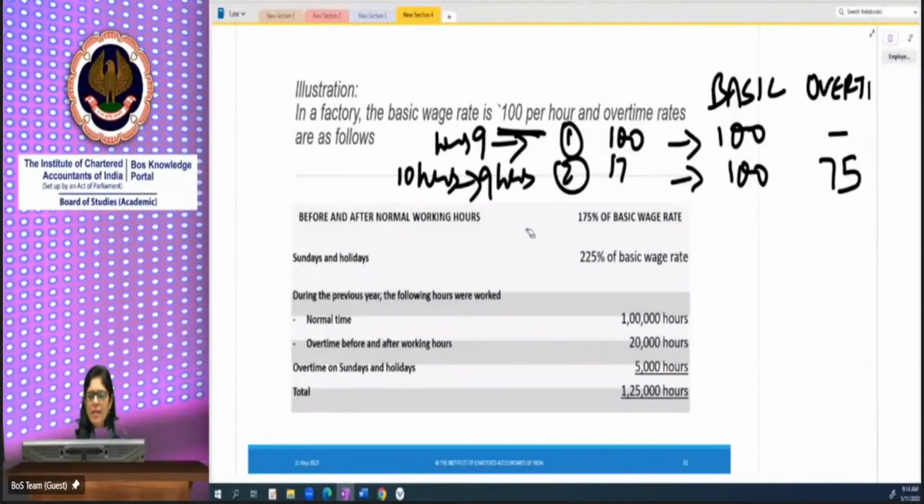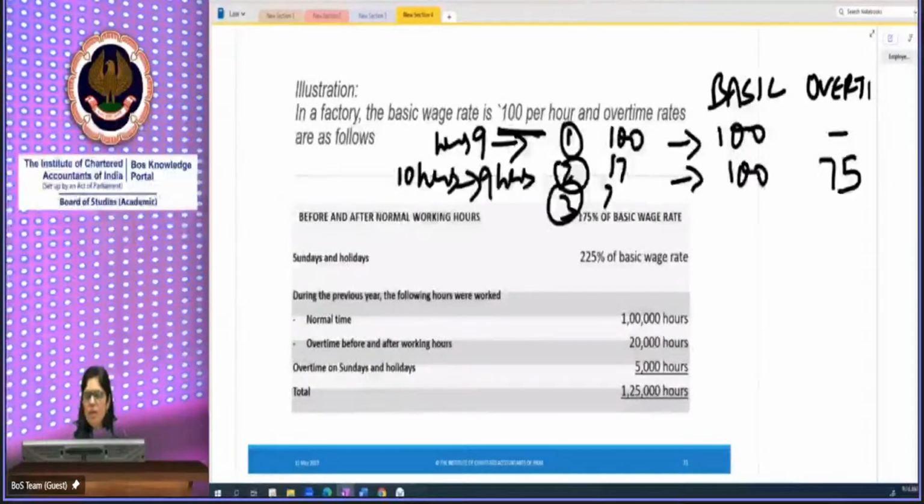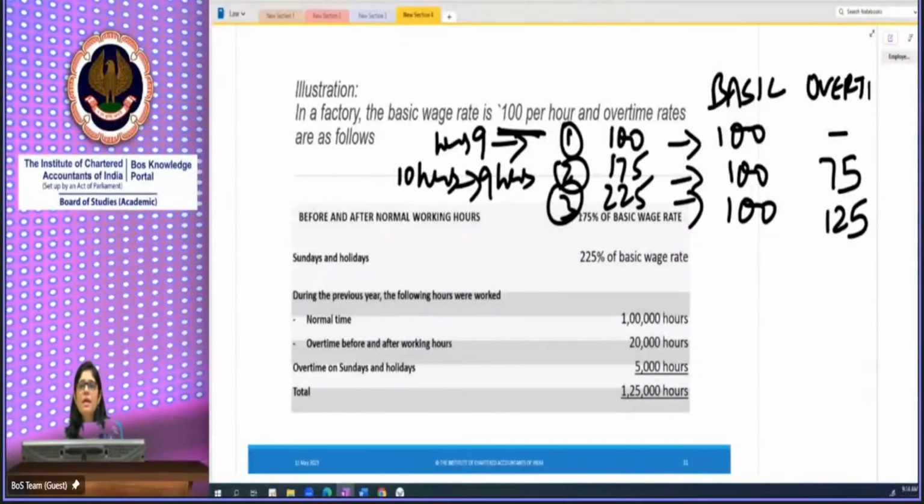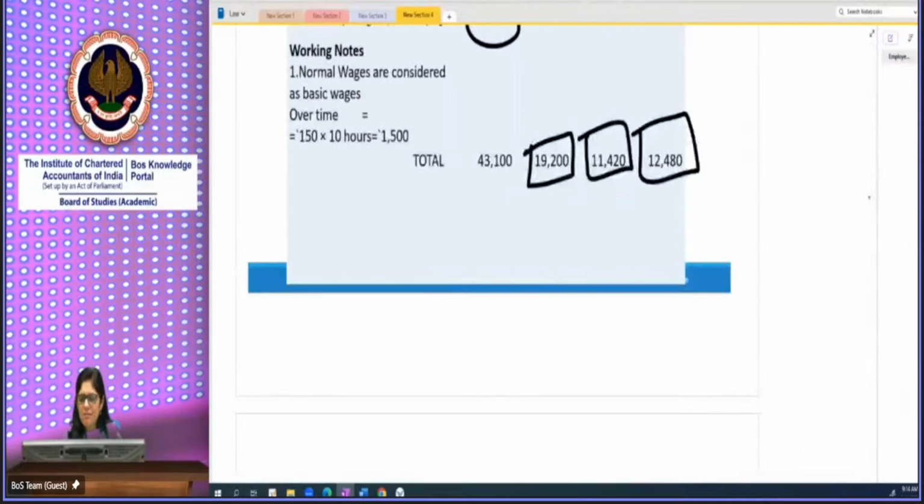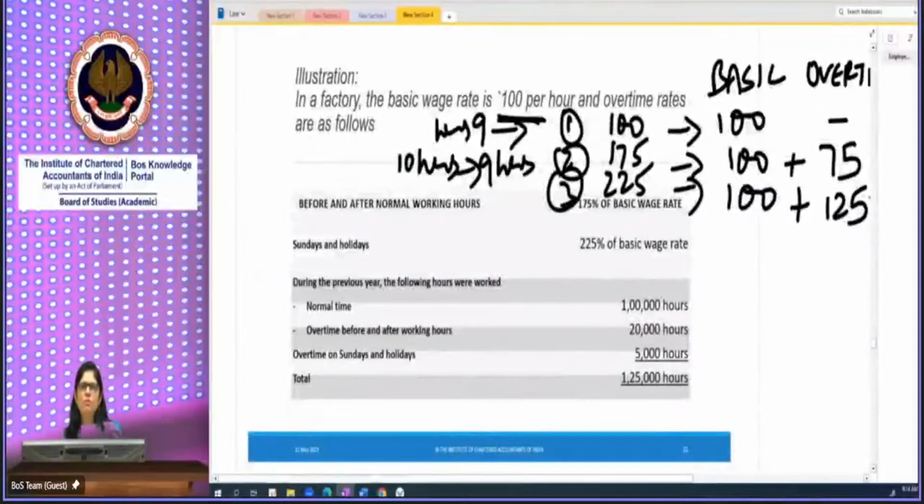Similarly, in the third case, when you are paying 225, the total 225 is not overtime. Out of 225, 100 is basic and the extra 125, over and above 100, is overtime. Clear? Overtime is 75 and 125, not 175 and 225. So first you always have to understand the question. Then only you can approach the solution. How you have understood and approached the question is important.